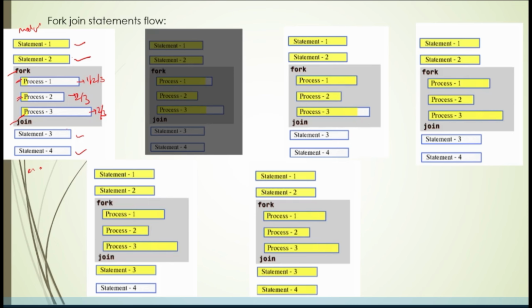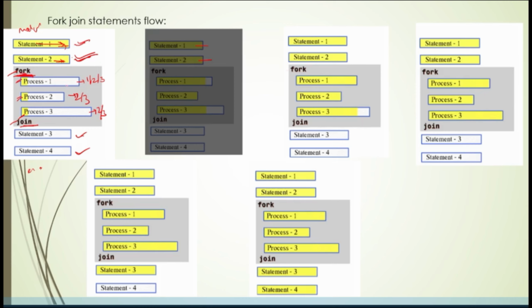So this is about statement 3 and statement 4. Now, when the execution of statement 1 and statement 2 is done and it is entering into fork join, the yellow color means the execution is completed. That means statement 1 and statement 2 are done and it has entered into fork join.